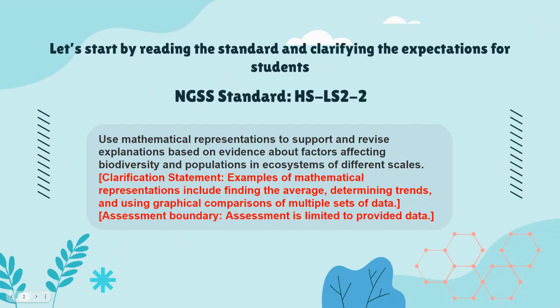The standard states that we'll use mathematical representations to support and revise explanations based on evidence about factors affecting biodiversity and populations in ecosystems of different scales. Our clarification statement is: examples of mathematical representations include finding the average, determining trends, and using graphical comparison of multiple sets of data. We do have an assessment boundary, and that is that our assessment is limited to provided data.